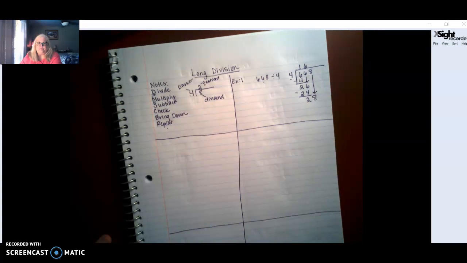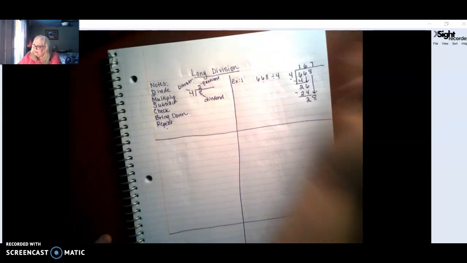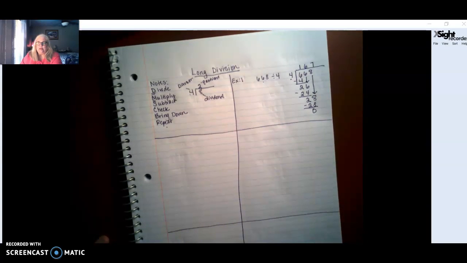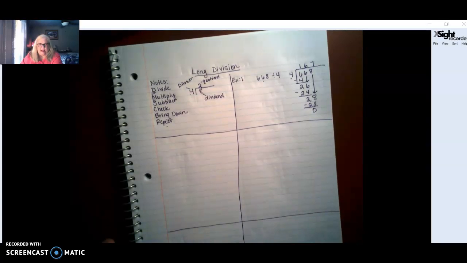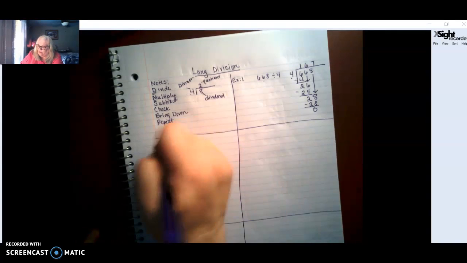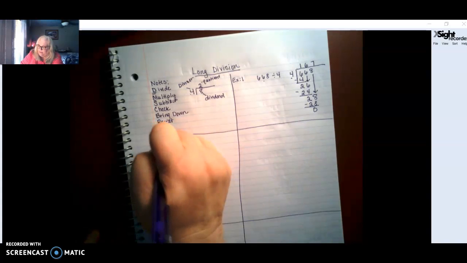And then what times 4 equals 28 without going over? 7. 7 times 4 is 28. We have 0 remainders. I'm going to keep going because I have a time limit on my recording that limits me to 15 minutes. But remember, you can pause your recording and complete the problem.